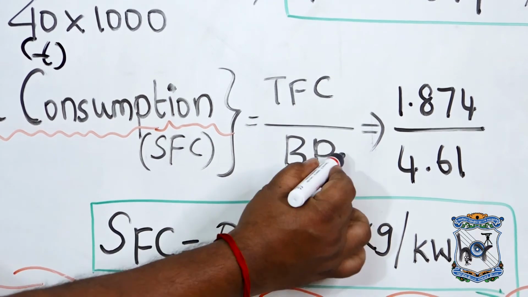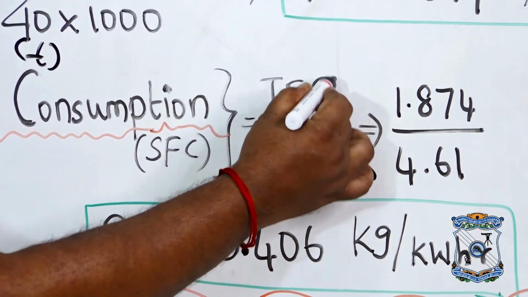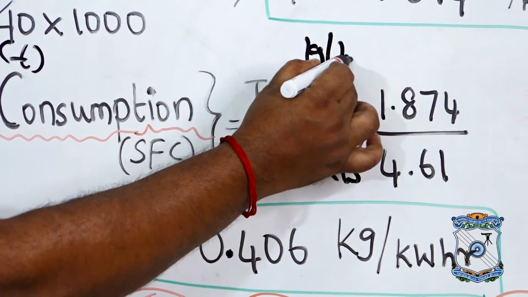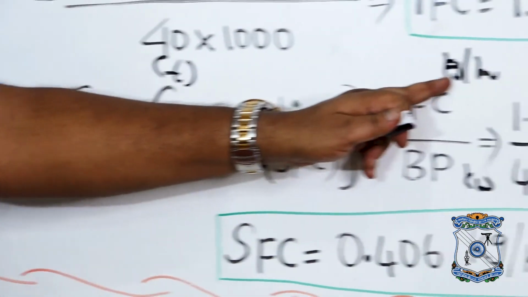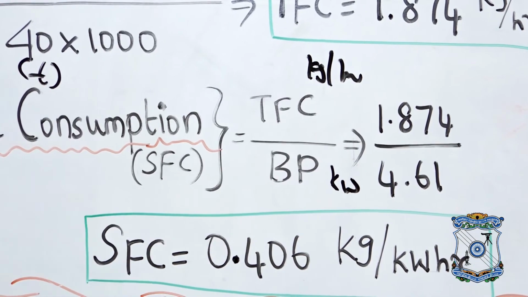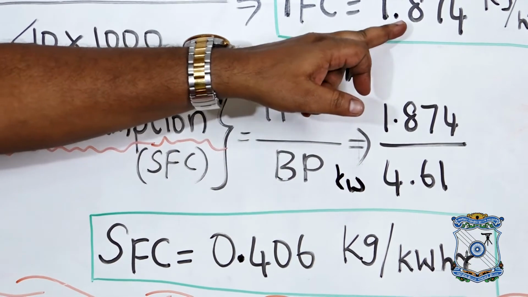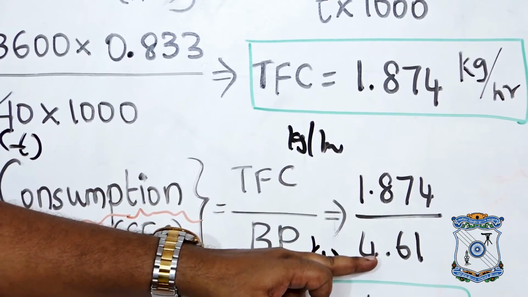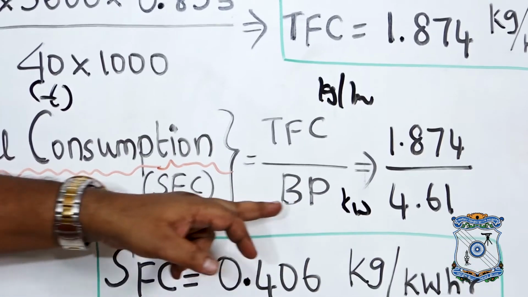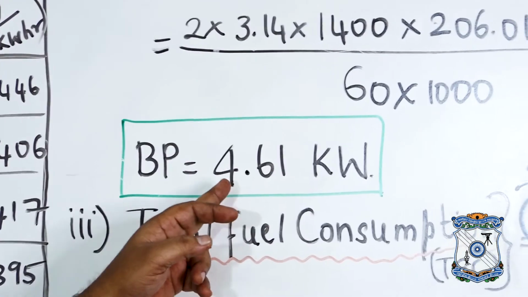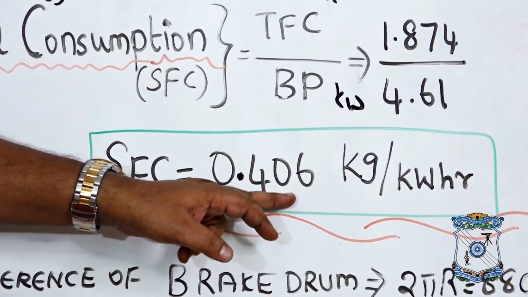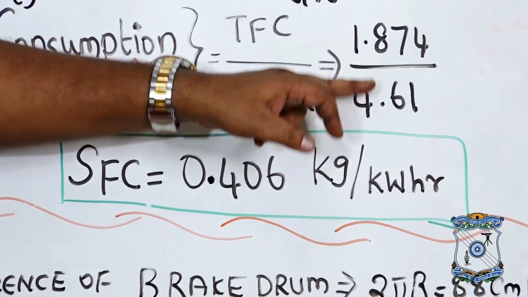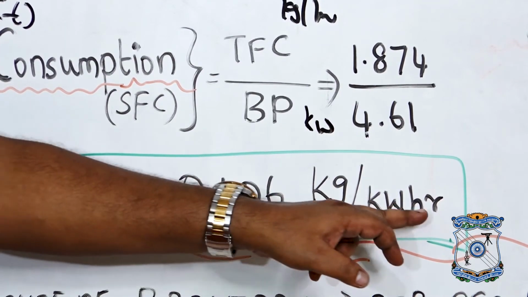BP, which is nothing but brake power. The unit for brake power is kilowatt and the unit for TFC is kilogram per hour. So for specific fuel consumption, the unit is kilogram per kilowatt hour. TFC we know is 1.874, divided by the value of brake power that we have found here as 4.61 kilowatt. So SFC is equal to 0.406 kilogram per kilowatt hour.